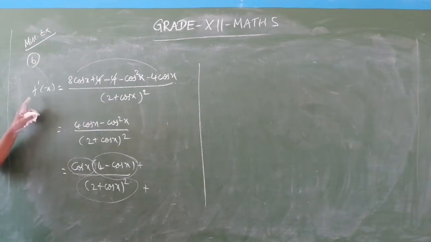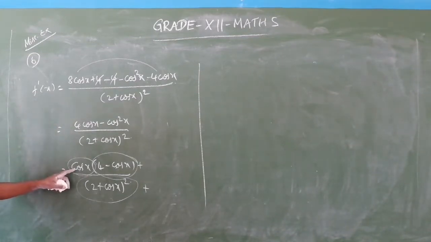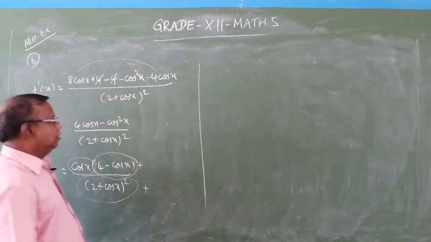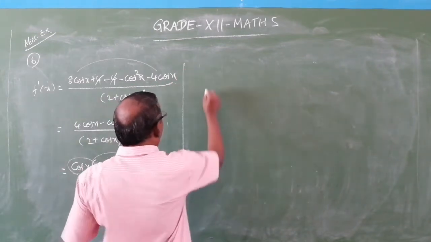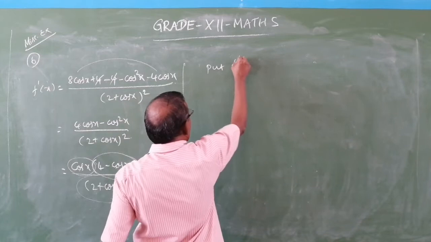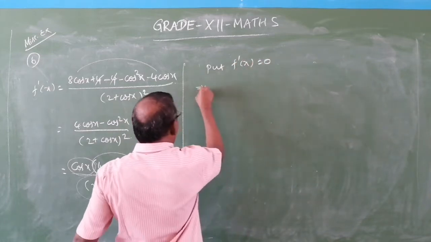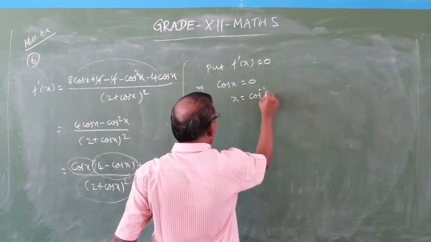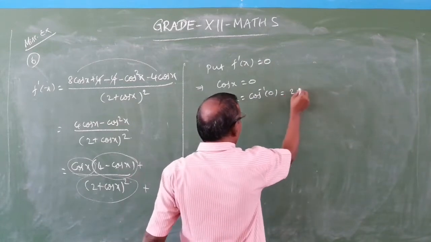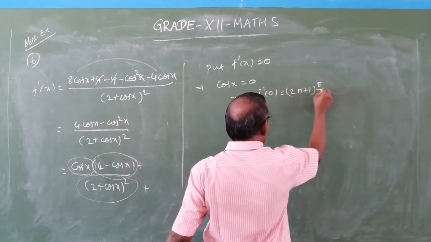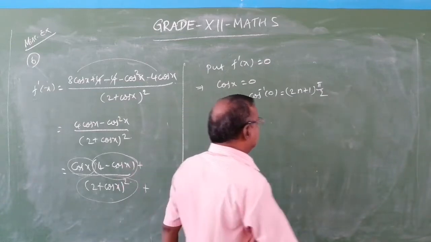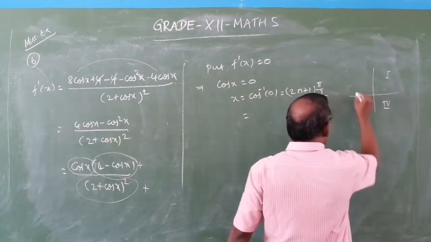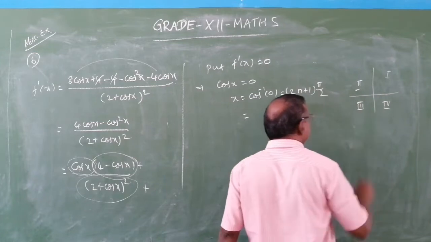So, if f dash of x is less than 0, then cos x is negative, and f dash of x is positive means cos x is positive. So, put f dash of x equal to 0, which gives cos x equal to 0, or x equal to cos inverse of 0, that is equal to (2n plus 1) into pi by 2. There are 4 quadrants; in the first and fourth quadrants cos is positive. So, in the second and third only, cos is negative.